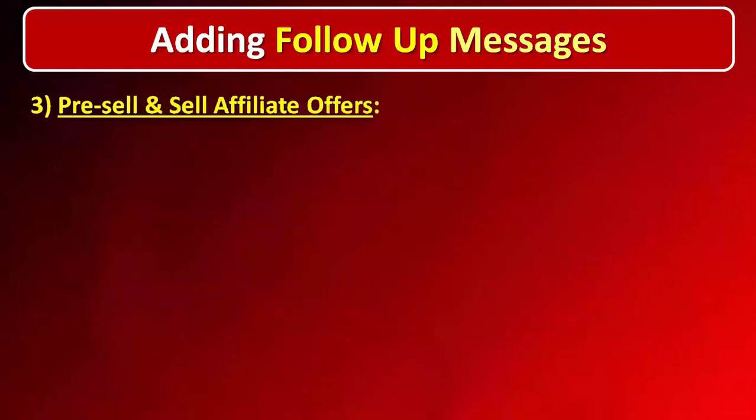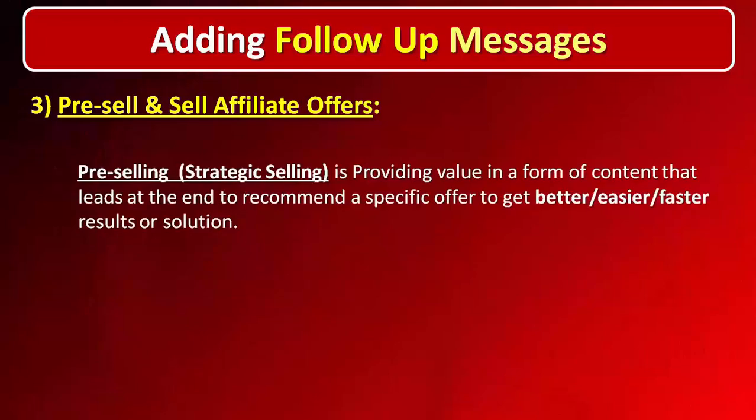And the third way, and of course the most important thing, is to pre-sell and sell affiliate offers. And it can be affiliate offers, it can be your own offers if you have your own products or services, obviously. And what I mean by pre-selling, in other words, is strategic selling, which is providing value in a form of content that leads at the end to recommend a specific offer in order to get better, easier, faster results or solution for that specific problem.